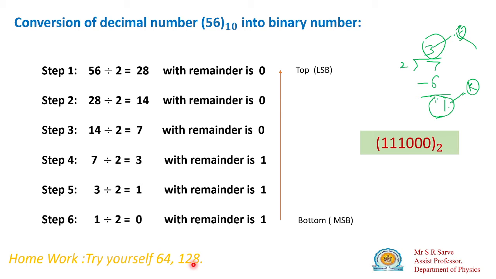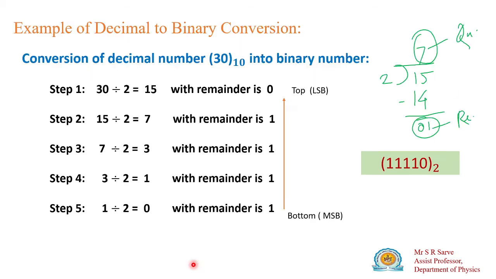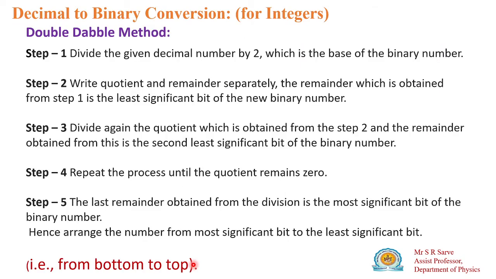Okay, so in this way we convert a decimal number into a binary number. Simple. What we have to do is first divide the given decimal number by 2. Write the quotient and remainder separately. The remainder from the first step is your least significant bit.